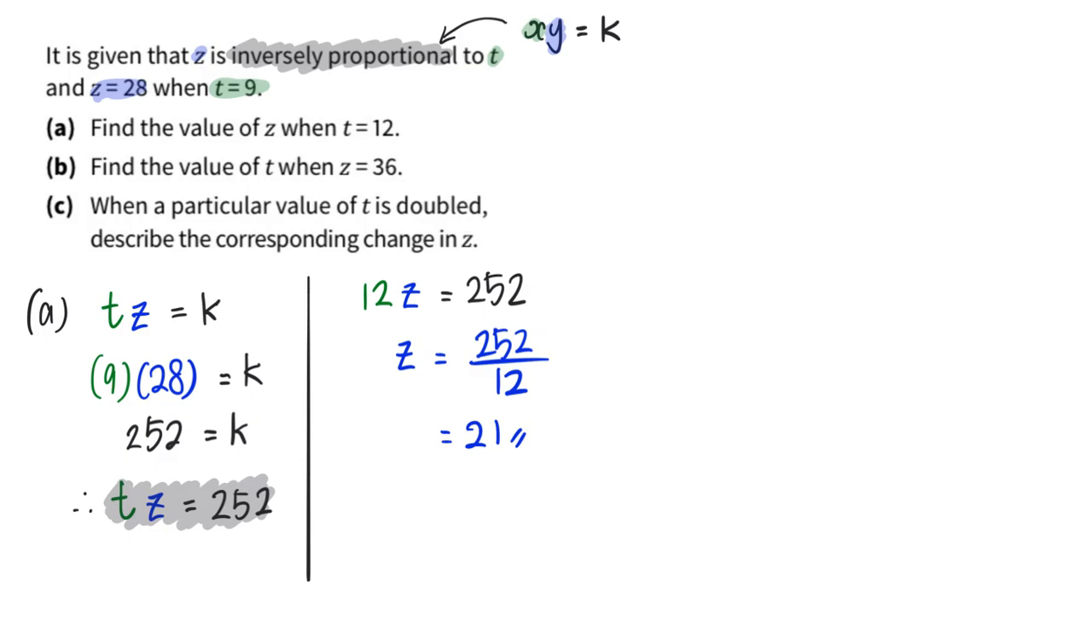Okay, and using the same equation, now I am given Z is 36, and this again will be equal to 252. So I will then be able to get my value of T. My T will be equal to 7. So this is for part B.